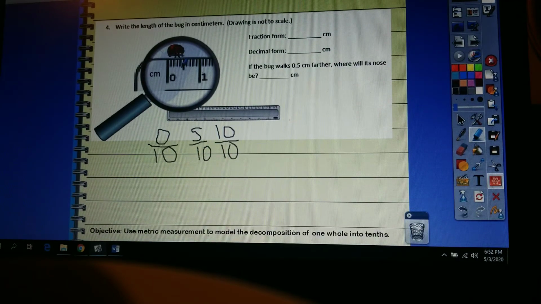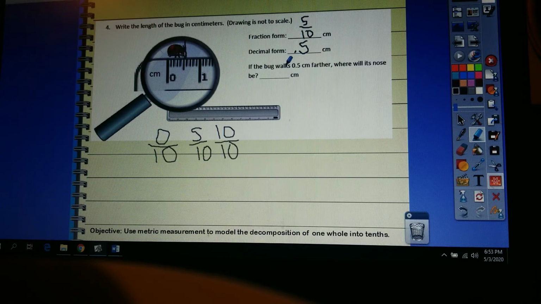So this longer part would be 5/10, and I think if we go up, his head is probably right there at that 5/10 mark. So that would be 1/10, 2/10, 3/10, 4/10, 5/10, 6/10, 7/10, 8/10, 9/10, and 10/10, which would be 1 whole. But his little head, if I go up, if I could draw straight, would be right there at the 5/10. So fraction form, we have 5/10. Decimal form, we have decimal point 5, which equals 5/10.